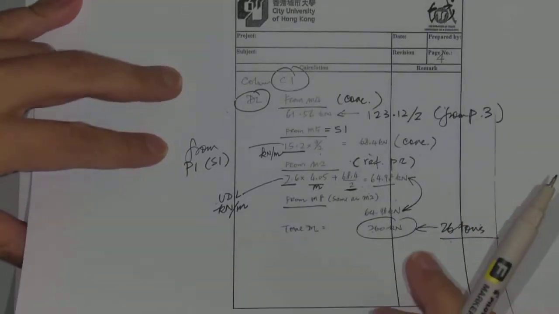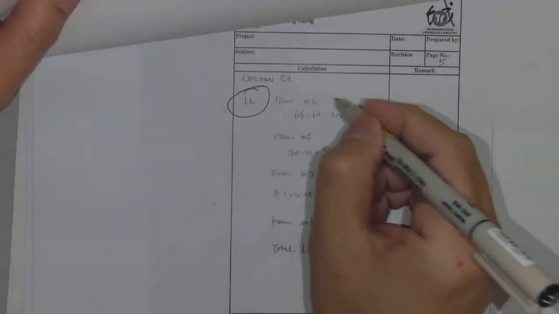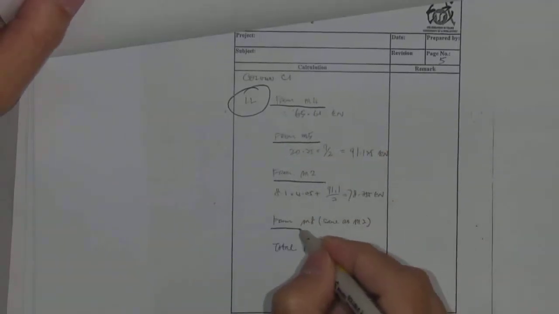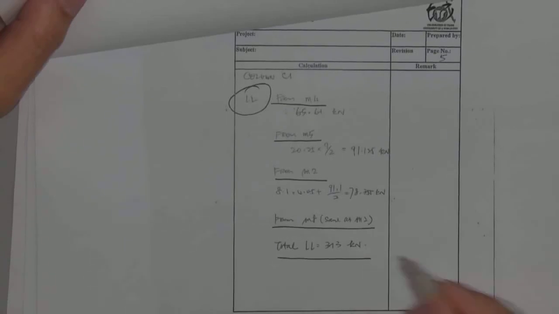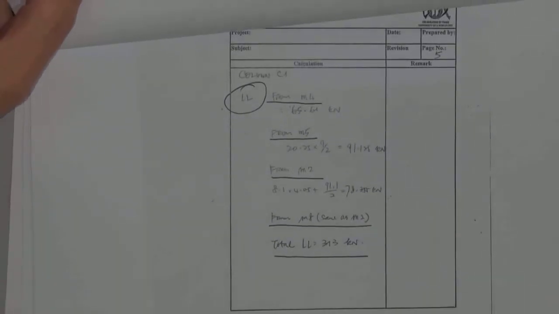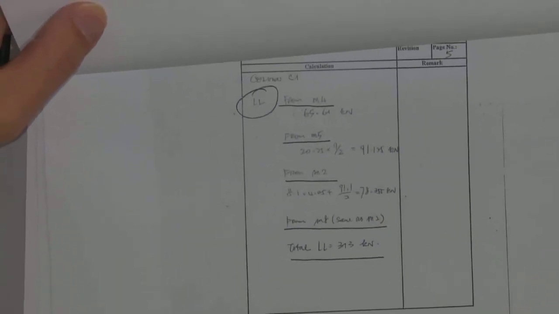And then what about live load? Exactly the same. So you should be able to follow, add them together. Exactly the same principle. Just try to find the numbers from the previous pages. Okay, so this is what you can do for column C1, estimate the vertical load, dead and live.